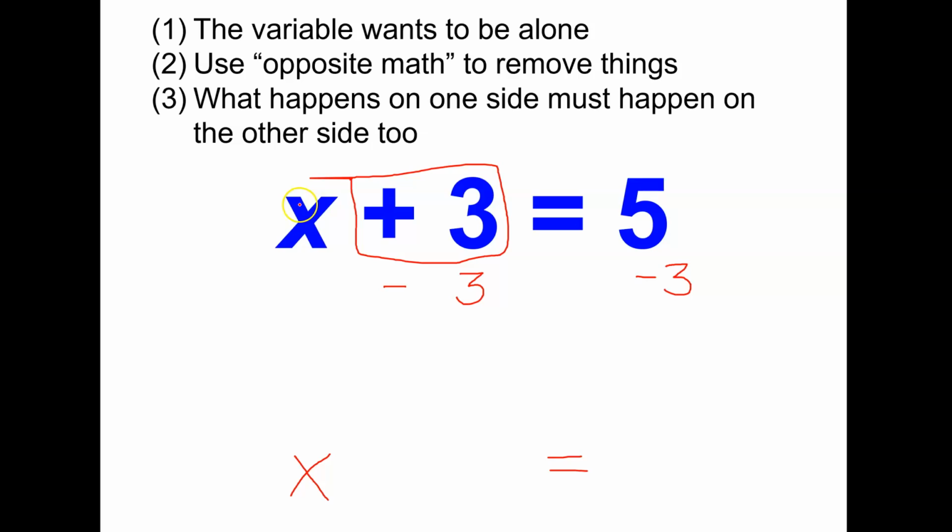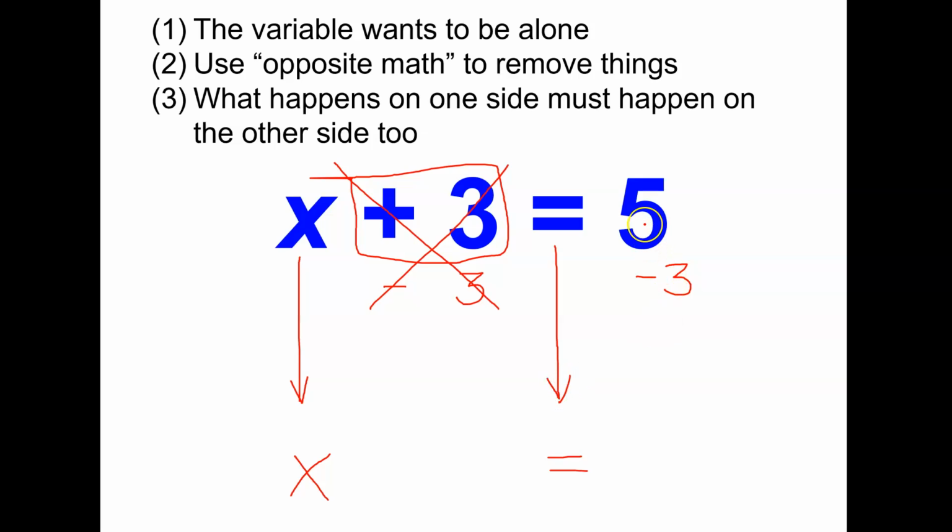All right, now let's see what happens. Nothing changes for the x. It drops straight down. Plus 3 minus 3 gives us a 0. They are opposites. They cancel each other out. So let's cross them out. They no longer exist. The equal sign comes straight down.